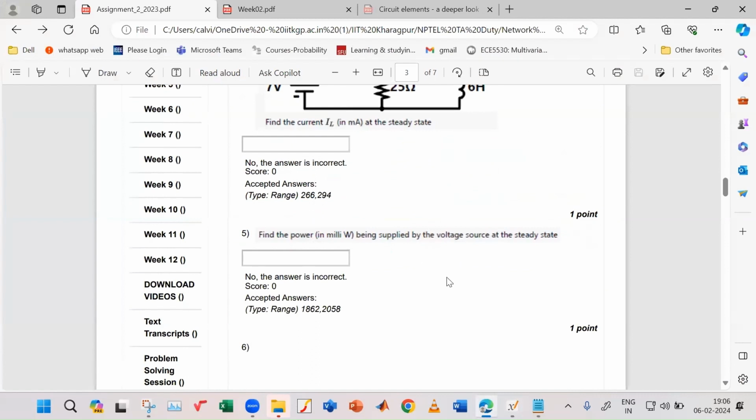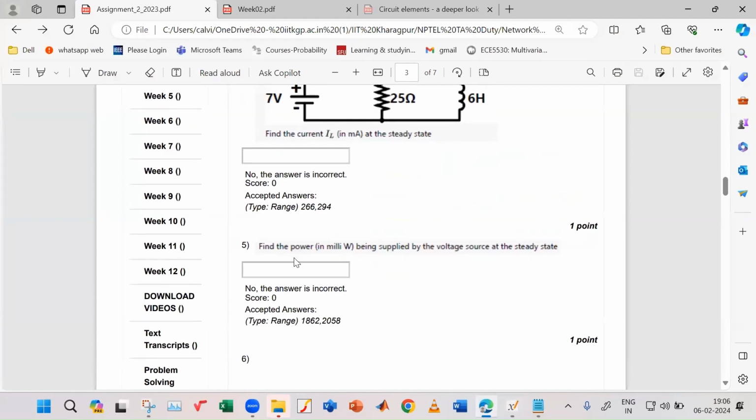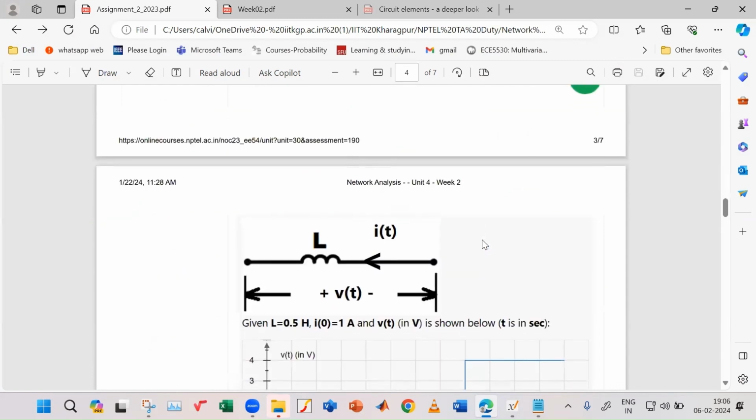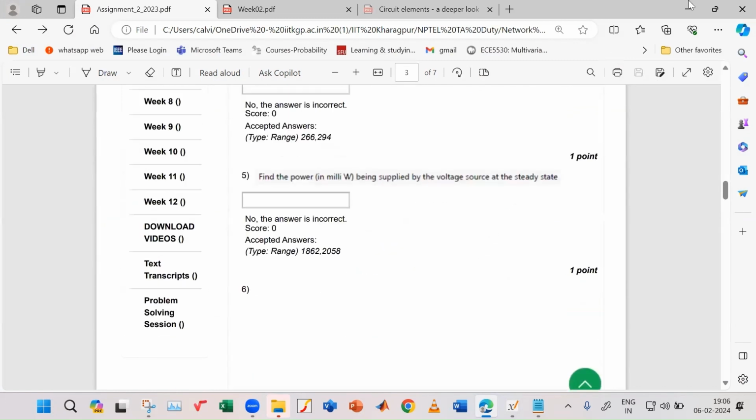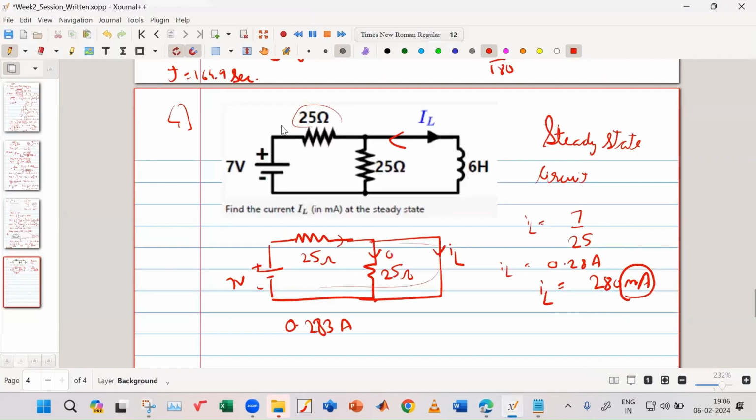Now they're asking: find the power in milliwatt being supplied by the voltage source at steady state. So they're asking what is the power being delivered by this voltage source in steady state.